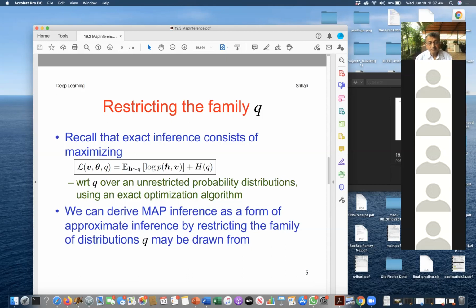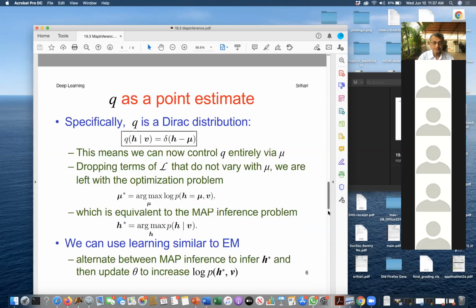We can derive MAP inference as a form of approximate inference by restricting the family of distributions Q may be drawn from. So this becomes approximate inference when we say we restrict Q. Although we are using exact inference of the parameters, we are allowing only for a restricted set Q. In that sense, it becomes approximate inference. Q as a point estimate.